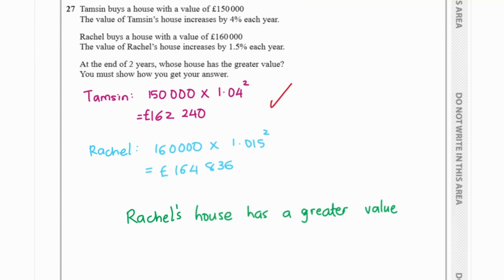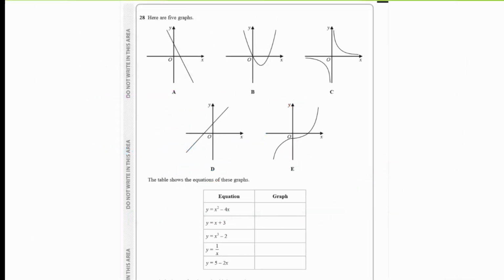And here we would be given 1 mark for finding the correct value of Tamsin's house after 2 years, the second mark for working out the correct value of Rachel's house after 2 years, and 2 marks for comparing these two values correctly and giving a final answer stating Rachel's house has a greater value and supporting it with all this working out.